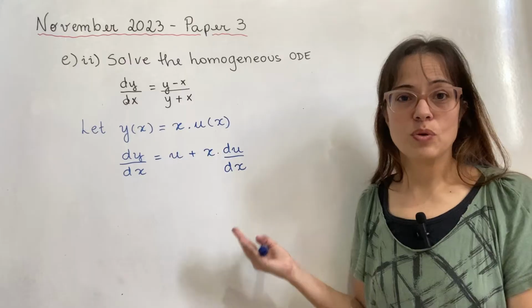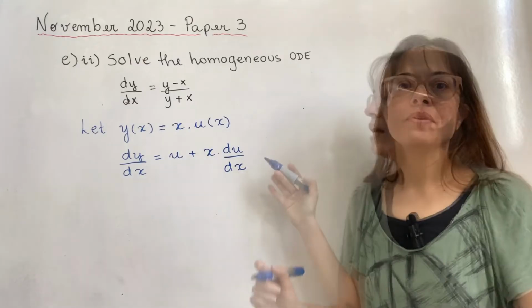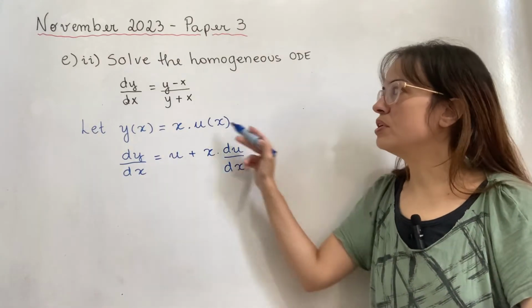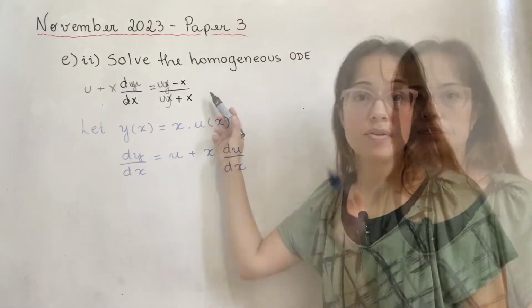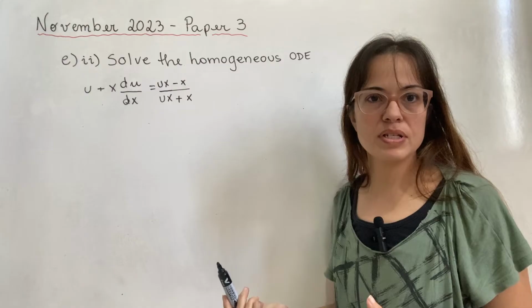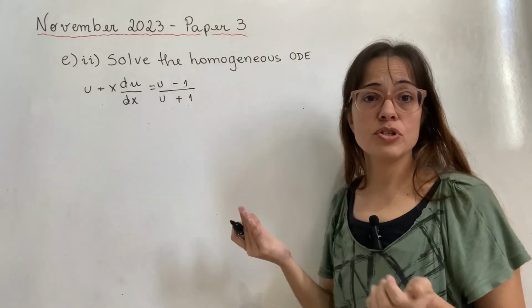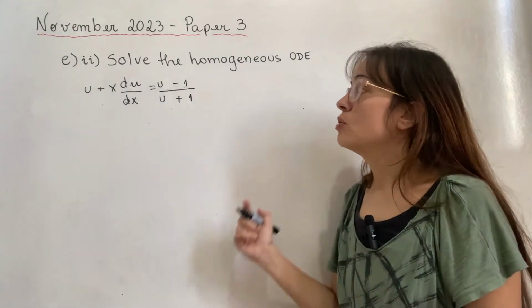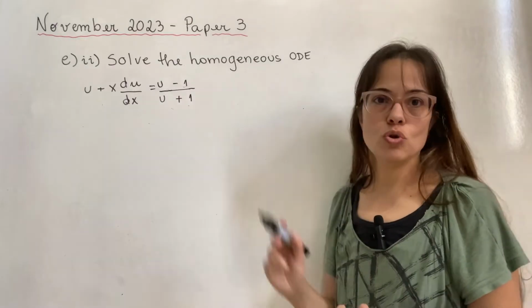This, of course, requires the product rule. And now you're just going to substitute these things into that equation. There is a cancellation of x divided by x to be done on the right side. And from here on down, it's just separation of variables. We're going to begin by subtracting u on both sides.